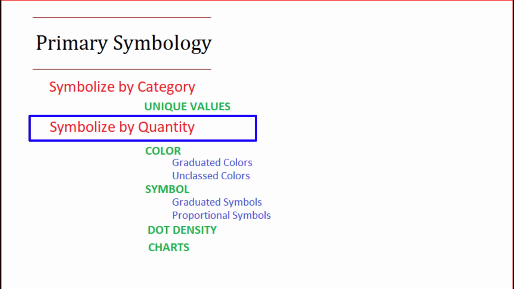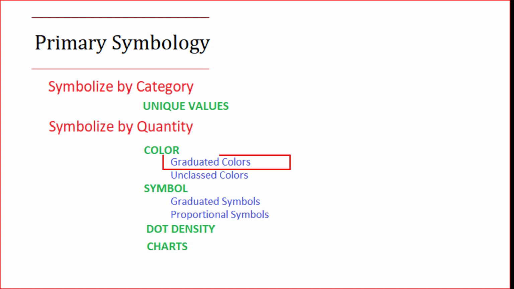So we can show the corresponding quantity. It could be either by color, or by symbol, or by density, and even by chart. Now let us look at what each one of these means.